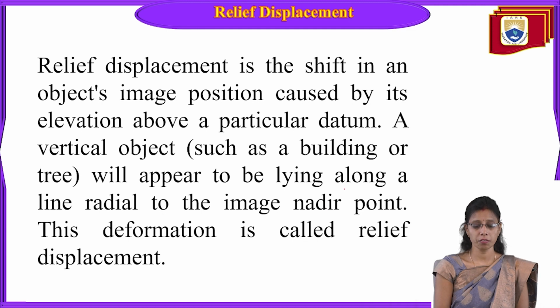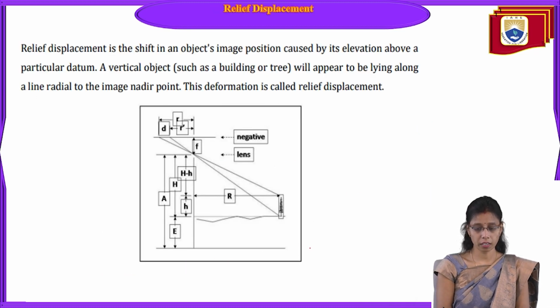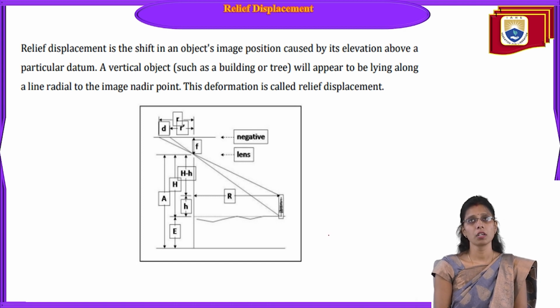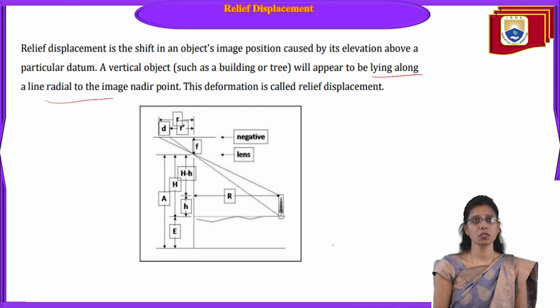Now, relief displacement is a shift in an object image position caused by its elevation above a particular datum. A vertical object such as a building or a tree will appear as a line radial to the imaginary point. This deformation is called relief displacement. These are different definitions again. A vertical object will appear lying along a line radial to the image or nadir point, so this deformation we call relief displacement.